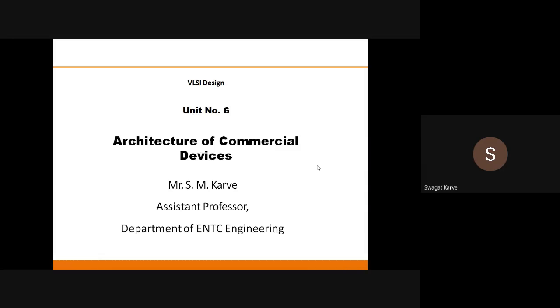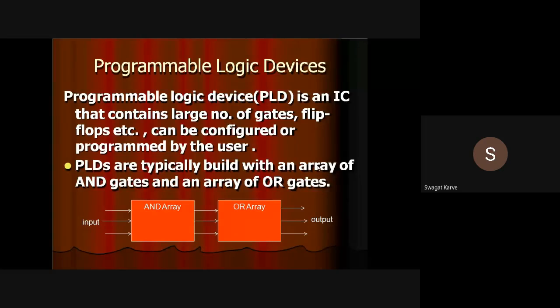So we will start with unit number 6, that is architecture of the commercial devices. We will start our discussion with the basic device, that is programmable logic device, PLD. You can take ASIC, CPLD, SPLD. These are all subtypes of the PLD, right?